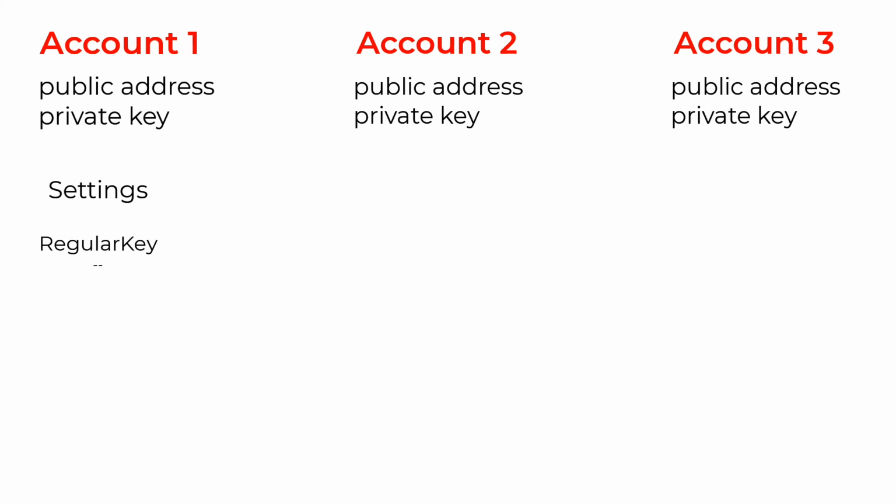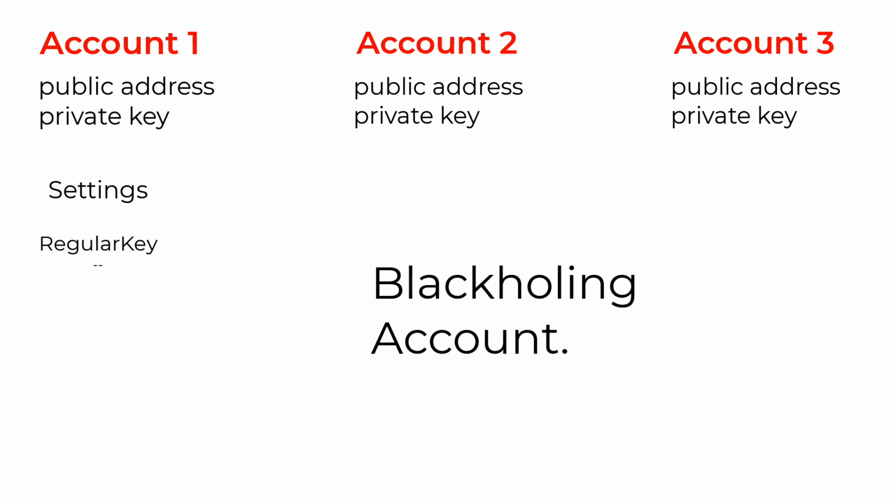Now that we have a little understanding about regular keys, let's talk about black holing an account. On the XRP Ledger, there are some known public addresses for which we do not have any secret keys. So assign those public addresses as the regular key to your main account, and using the main account, disable the master key. Now you lose access to your main account because your master key has been disabled and you don't know the secret of the address you set as the regular key. Now you lose access to that account, which basically means black holing an account.